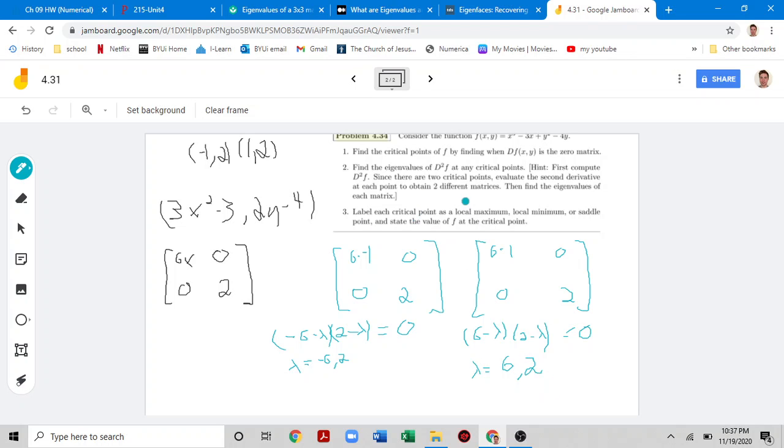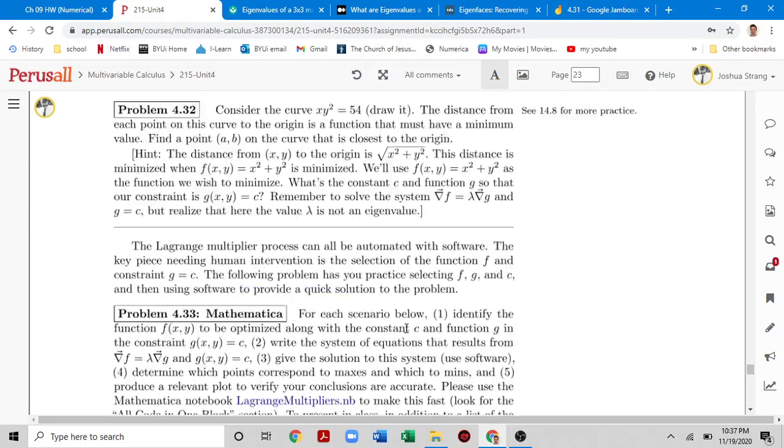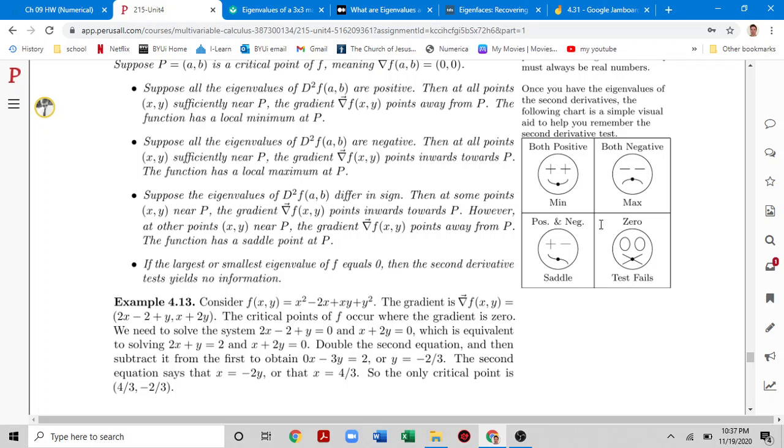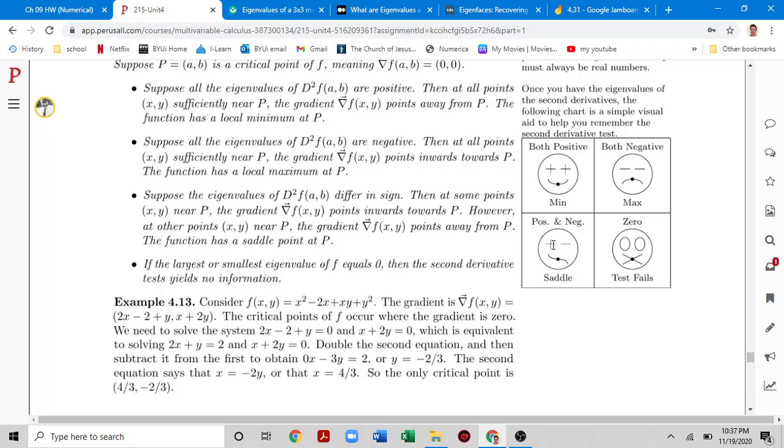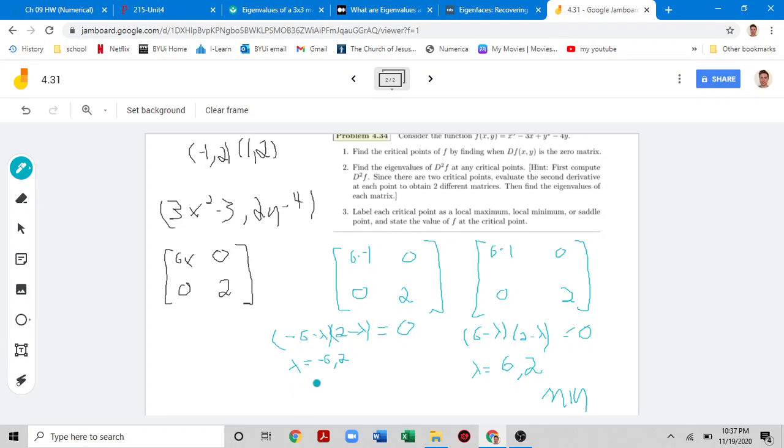All right, cool. So label each critical point a local maximum, minimum, or saddle, and the value of f. If you remember from what Brother Woodruff gave us, the nice little faces: they're both positive, so they're going to be a minimum. But this one's a negative and a positive, so it's going to be a saddle.